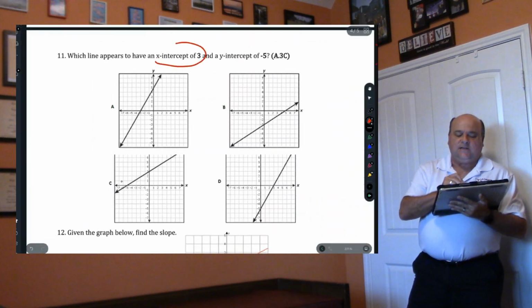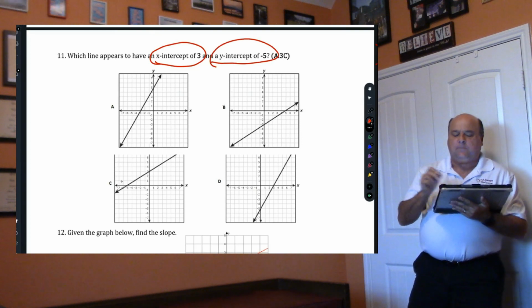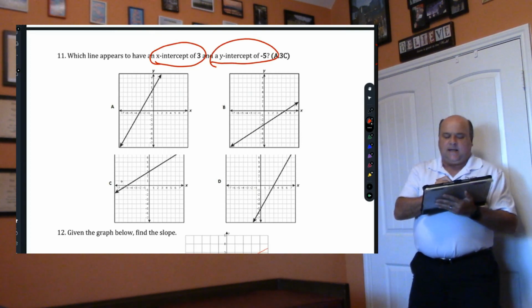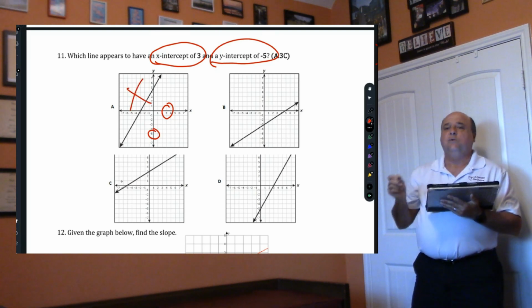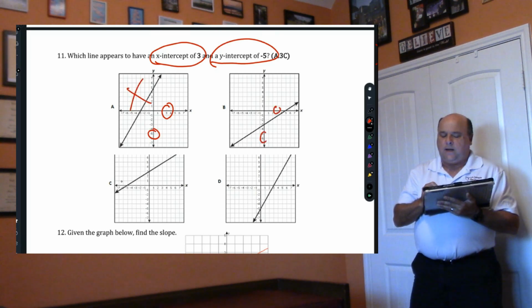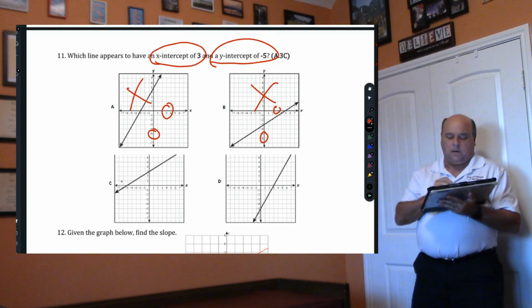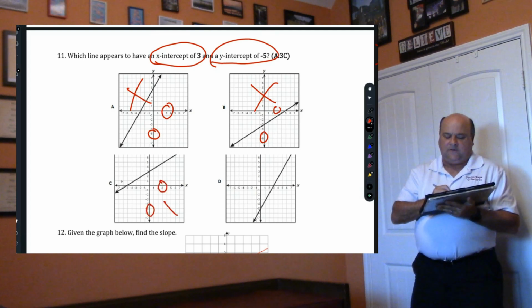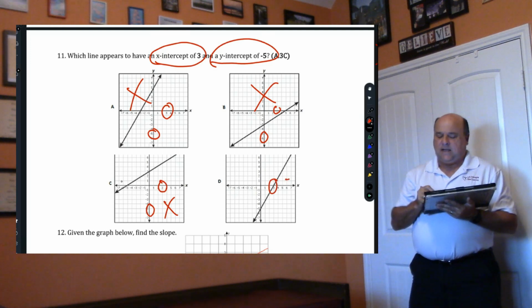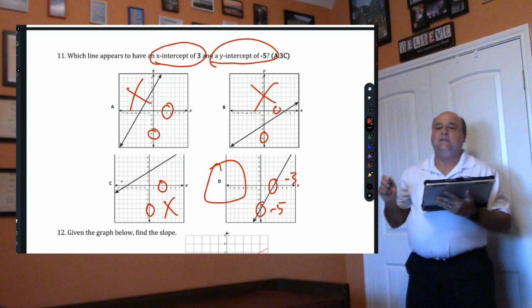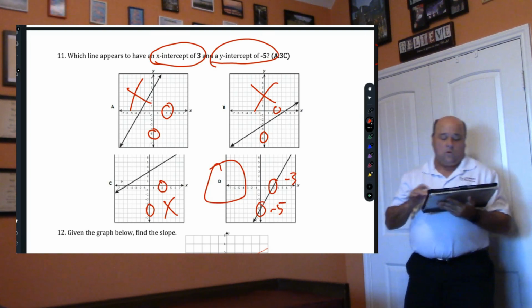We want an x-intercept of 3 and a y-intercept of negative 5. So my x right here is at 3 and my y right here is at negative 5. This doesn't work. X at 3, y at negative 5, that one doesn't work. And look at letter D. It crosses at x equal negative 3 and it crosses at the negative 5. That's the answer.